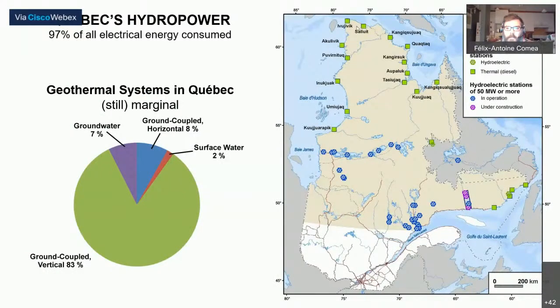In Quebec, we are lucky because most of our electricity comes from hydropower, from hydroelectric dams, but in the future we want to diversify our energy portfolio, and that's why we are trying to do research in geothermal energy. Geothermal systems in Quebec are still marginal, but mostly we are using closed loop systems. In the figure on the right, we see that the hydroelectric dams are at the center of the province. The north of the province is not at all connected to the electric grid, and all the small villages have a thermal plant and furnaces for electricity and heating.